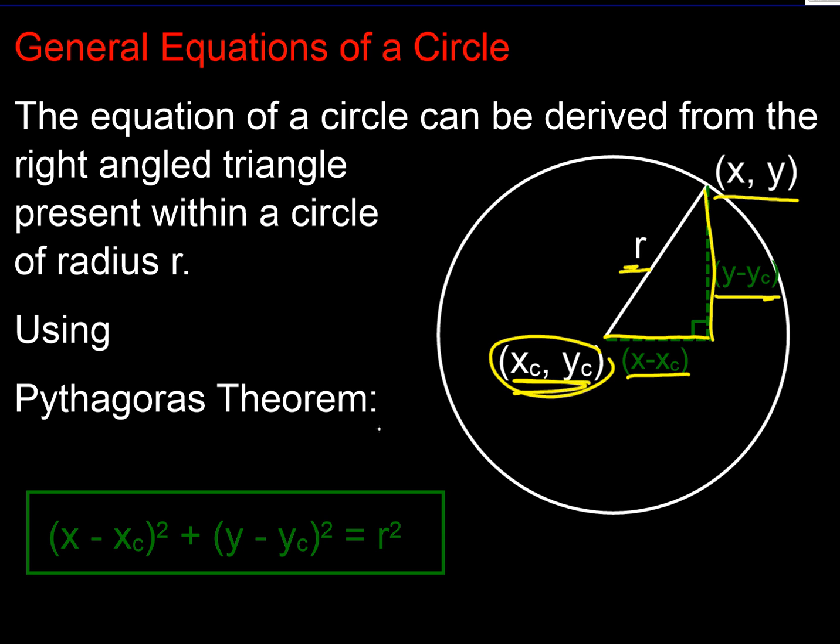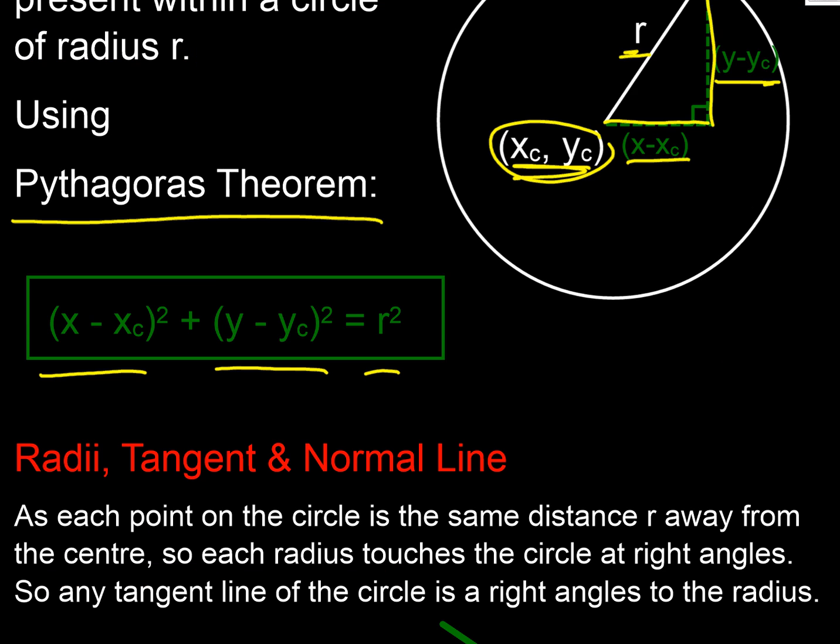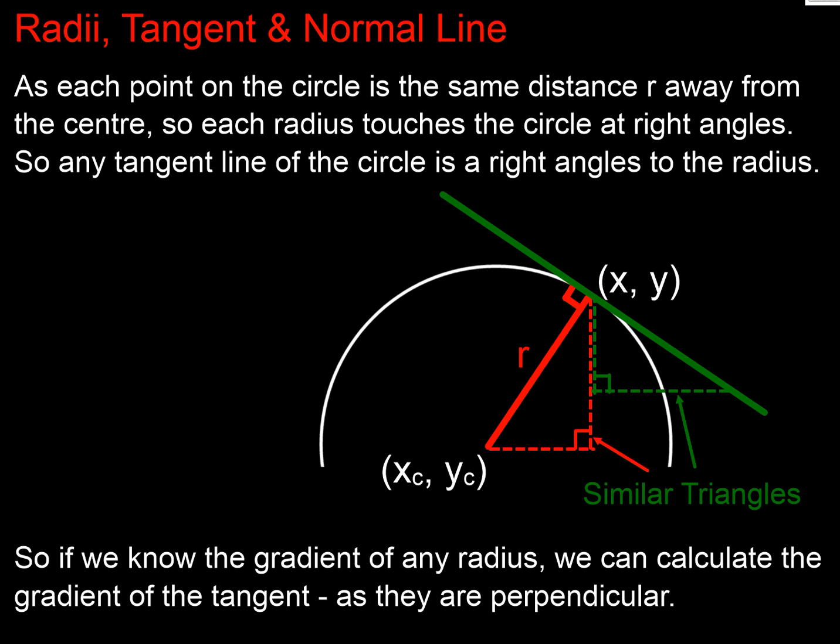So if we just apply Pythagoras to that lot, then (x minus xc) all squared plus (y minus yc) all squared is going to equal r squared. So our life is pretty straightforward there, and that's the general equation for a circle from the radius and the center x and y. Okay, so let's have a look first at creating a tangent.